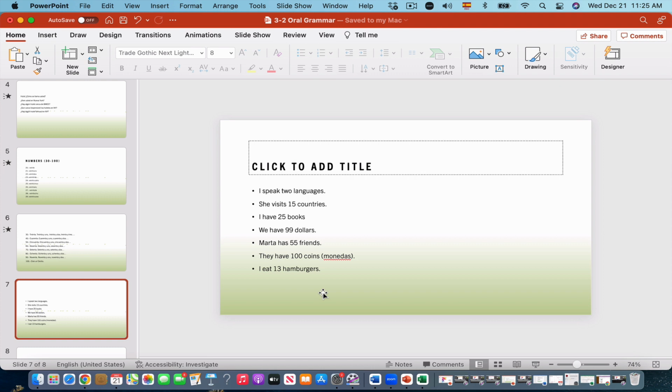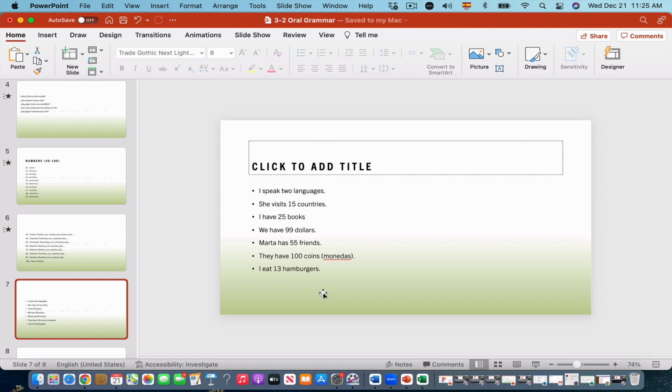Okay. So, ella, she is ella. Visits, visita. Remember when we conjugate the verb visitar, it means to visit. We drop the R and then third person it gets an A. 15 means 15. Países are countries. Okay? Ella visita 15 países. Okay, for example, I have 25 books.